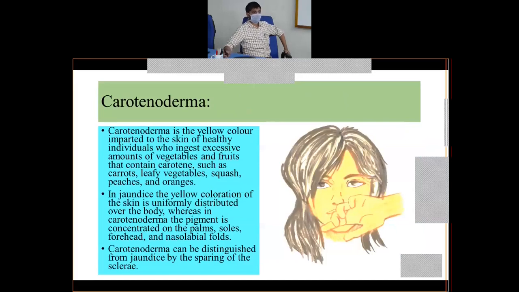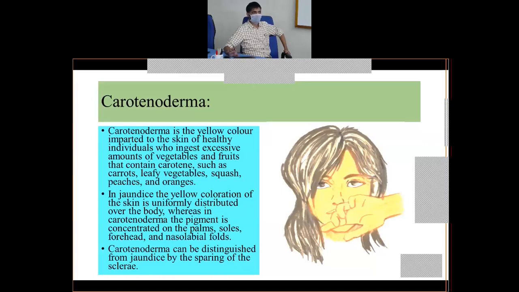So carotenoderma is a yellowish color imparted to the skin of healthy individuals. They do not have any liver problems. They are healthy individuals who ingest an excessive amount of vegetables or fruit that contain carotene, such as carrot, leafy vegetables, squash, peach and orange. And classically, these patients do not have yellowish discoloration of the sclera.